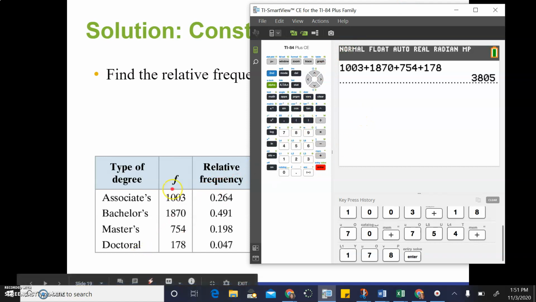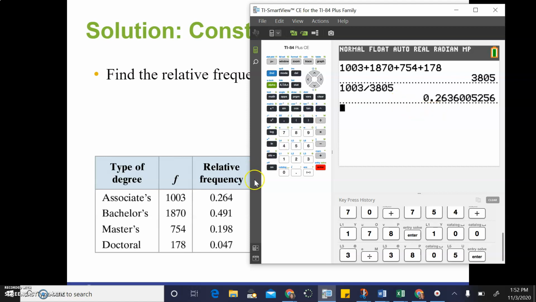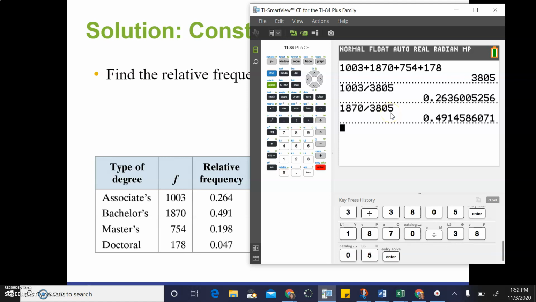Okay, so then to figure out the percent, how they got this 0.264, they said 1,003 divided by that total, 3,805. That's where they got this 0.264, 0.26, and then they rounded this up to 4 because the 6 is big. Then they did that with each one. 1,870 divided by the total. So that's where this 0.491 comes from.